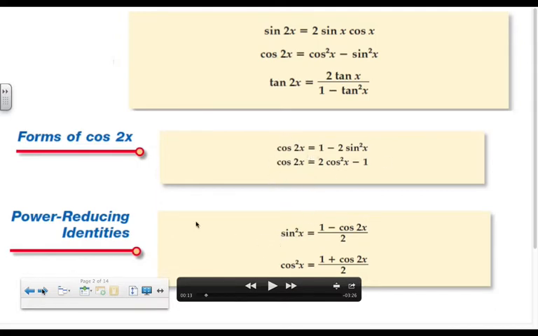Power reducing identities: if we have squares and we're trying to get them out, we can rewrite them like this. You can also combine the rules, so if I was trying to get sine squared out, I could do it as 1 minus cosine 2x over 2. But anyway, you can put rules together. So moving on.